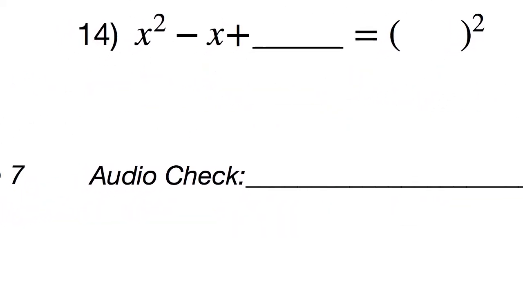X squared minus 1. Negative 1 divided by 2 is negative 1/2, or minus 1/2. And then negative 1/2 squared will give you positive 1/4.